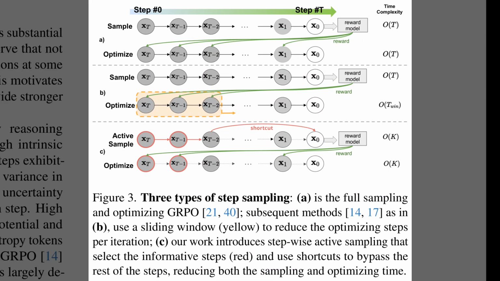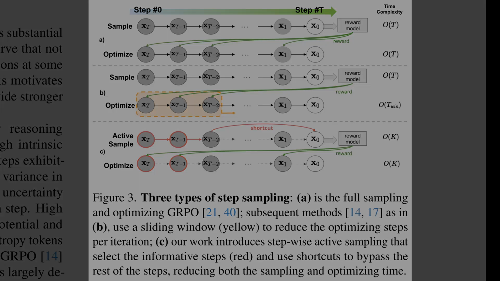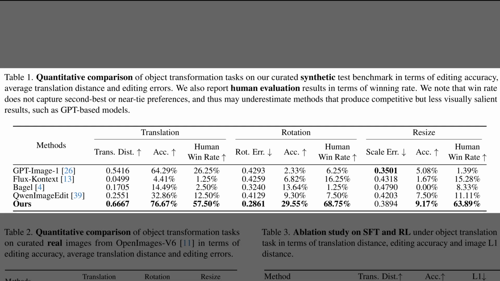Alright, Figure 2 outlined the pipeline, but Figure 3 details how the model accelerates training. The top row, labeled A, shows the standard approach, which processes every single step from start to finish. The middle row, B, improves this with a sliding window, shown in yellow, which limits optimization but still samples every step. In contrast, the bottom row introduces active step sampling. Here, the model identifies only the critical steps in red and takes a shortcut to the end, significantly reducing total computation.